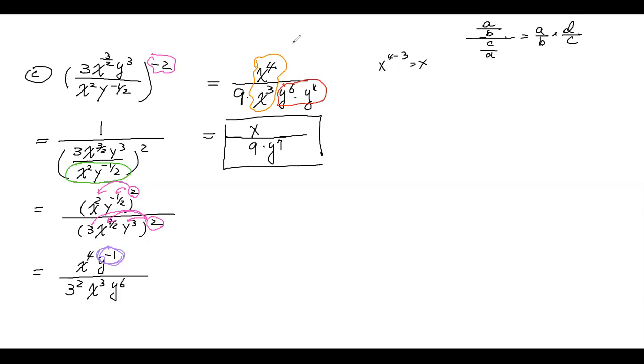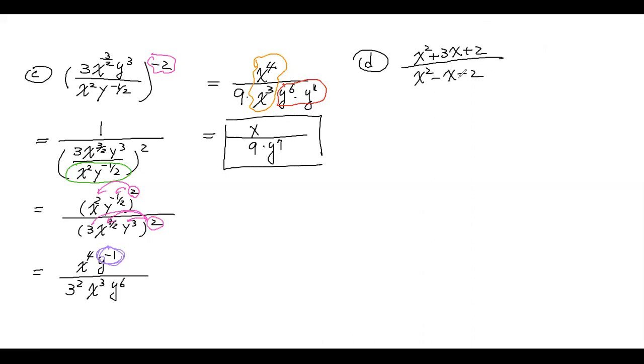Okay, so that's part C. Now let's take a look at part D here. It's a long problem here, huh? Okay, so part D, they want to simplify that. So this is x squared plus 3x plus 2, and this is x squared minus x minus 2. When we talk about simplify, what skill do we use? Factoring.